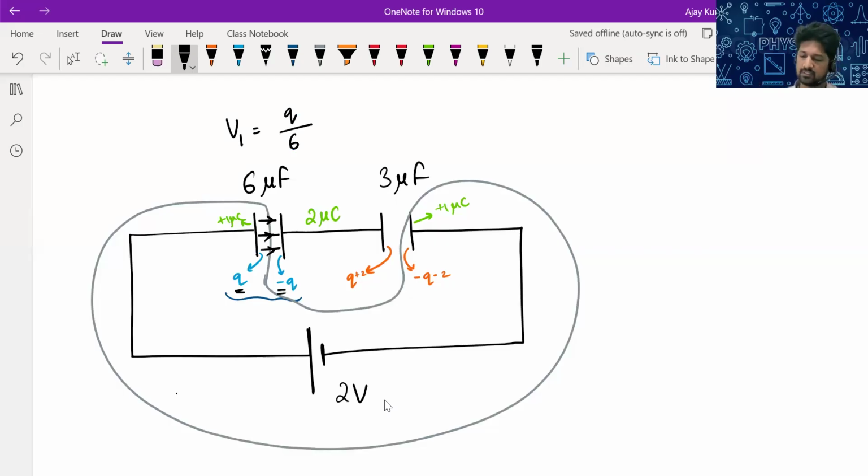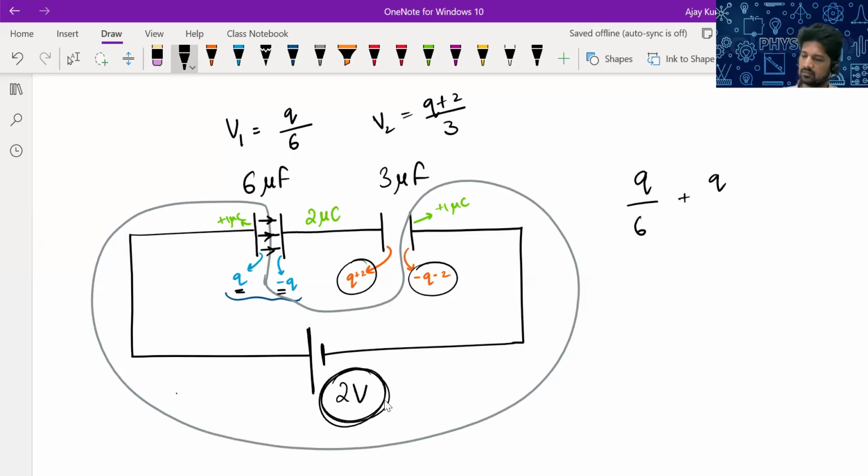For the second capacitor also, the charges facing are Q plus 2 and minus Q minus 2. So voltage across the second capacitor will be (Q plus 2) by C, and its capacitance is 3. The sum of these two should be equal to the applied voltage. So Q by 6 plus (Q plus 2) by 3 should be equal to 2. You can get Q from there. And once you get Q, you can tell the potential difference and energy stored in each capacitor. So this is how you deal with series connections of capacitors in which isolated regions are not neutral.